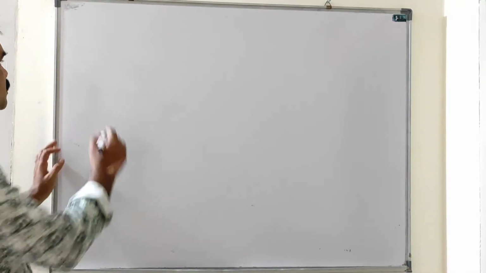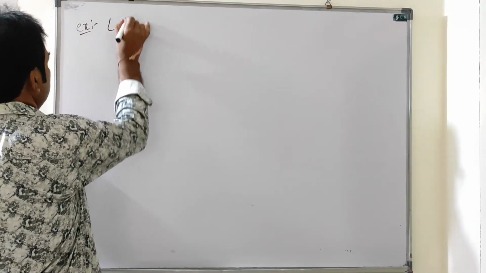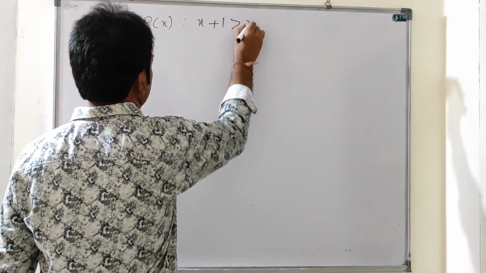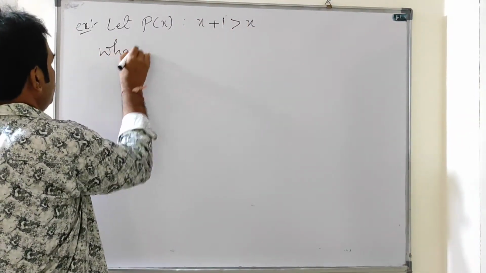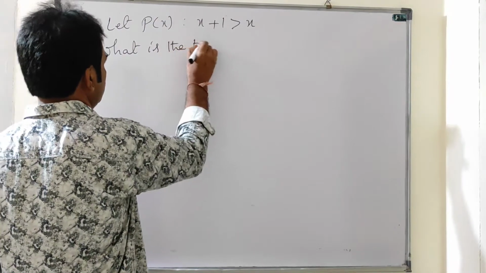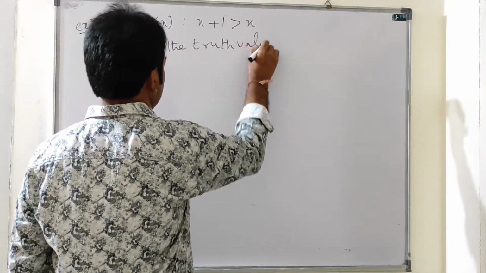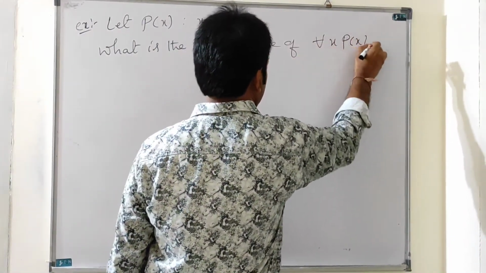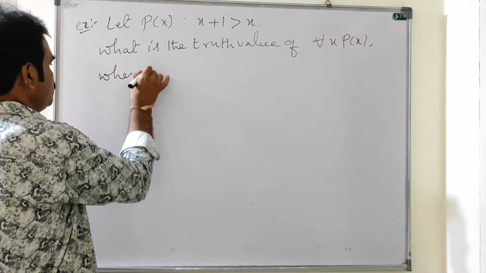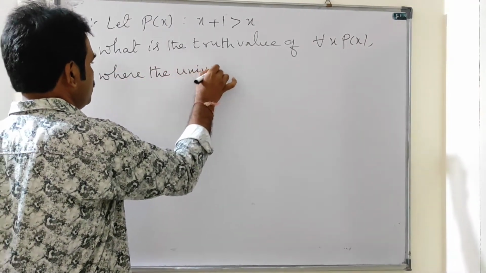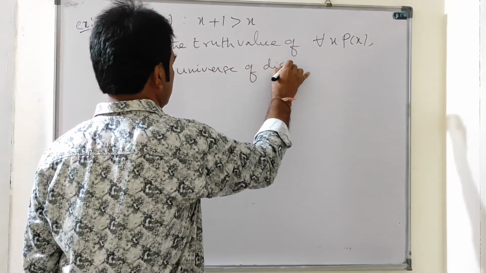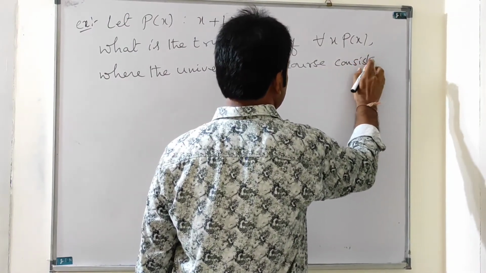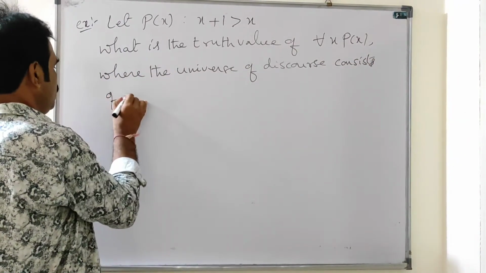Okay, see an example. Let P of x denote the statement x plus 1 greater than x. Then what is the truth value of the universal quantification for all x, P of x, where the universe of discourse consists of all real numbers?